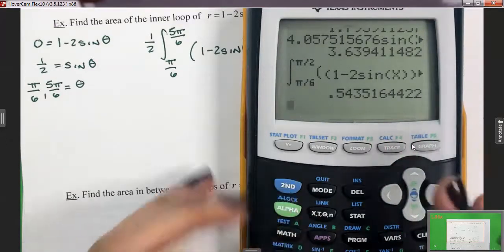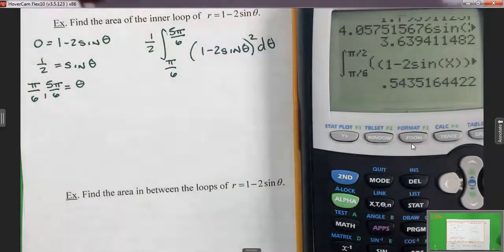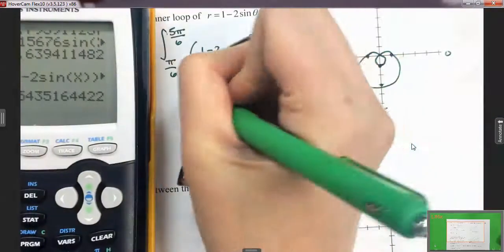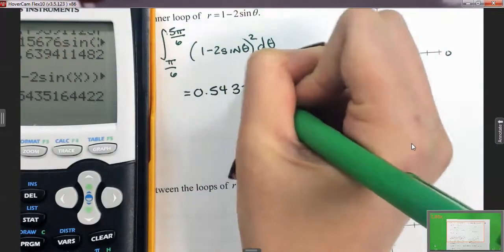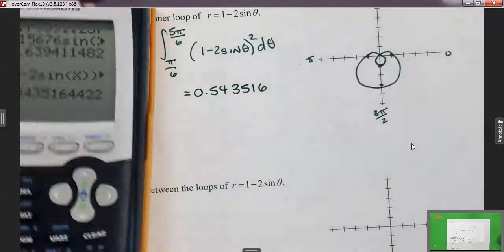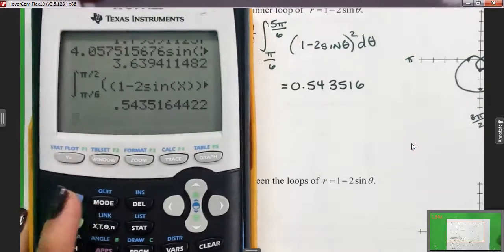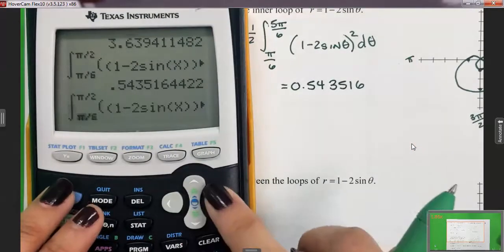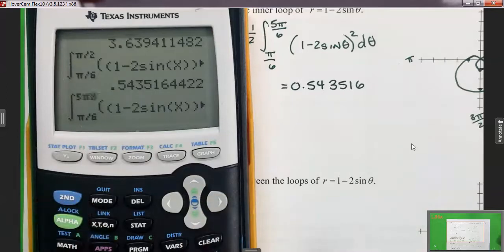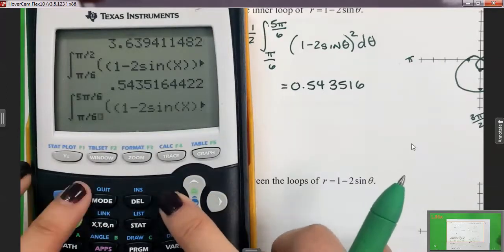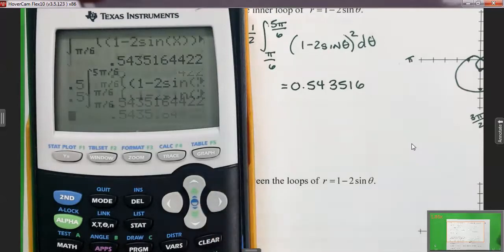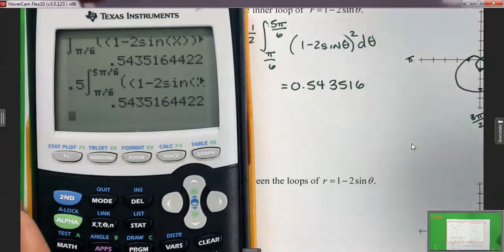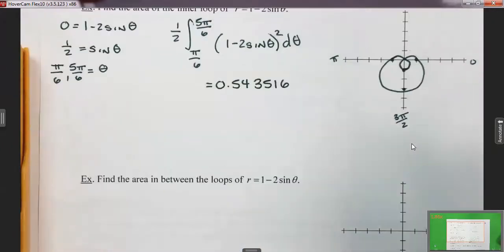And then the other area is, we're finding the fixed intersection. I don't know why I'm doing so many decimal places, but whatever. You'll get the same answer if you do that, or if you do pi over 6 to 5 pi over 6 and multiply it by 1/2. You get the same two answers, right? All right, cool. So this gets us the area of our inner loop.